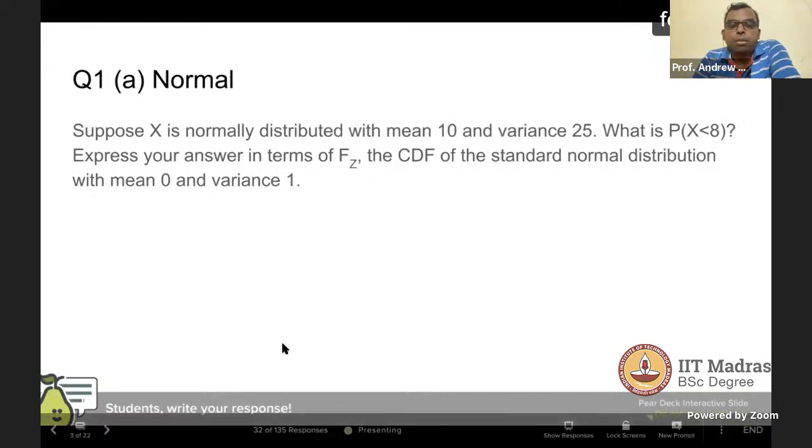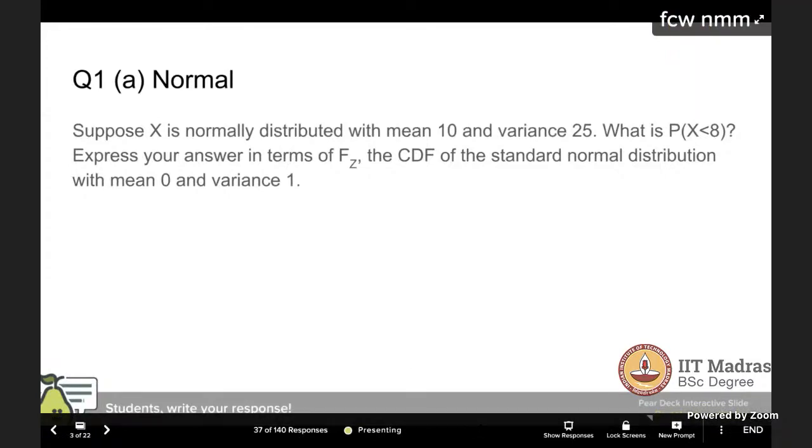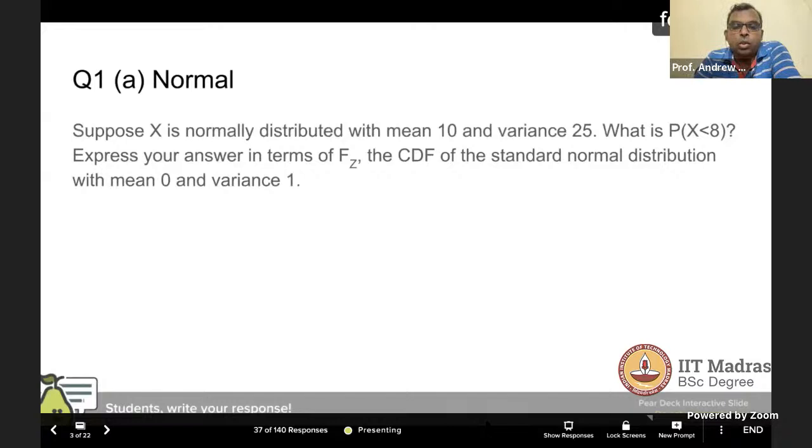Okay, let me wait for a minute more. If you're typing in, please do so quickly. Okay, so I think there are about 40 responses or so. Maybe I should move on and show the responses at this point. This is a reasonably easy question.